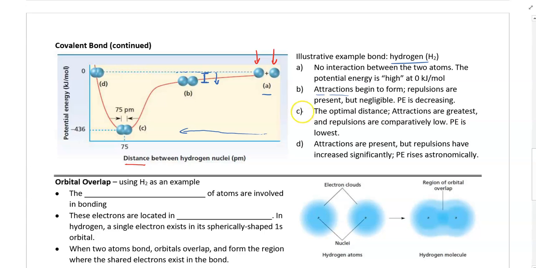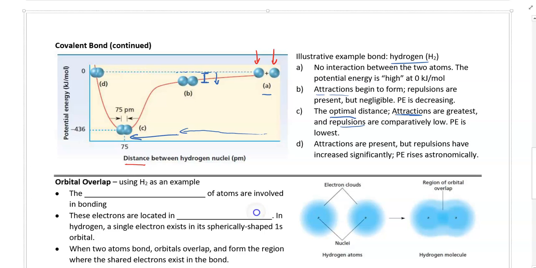Let's move to point C. Continuing this process from point B to point C, what do you notice? Well, the distance. We're no longer in a vague, maybe-attraction situation, but now we're really close to each other. There's a very specific distance between these two, and it turns out to be 75 picometers. That distance is what we call the optimal distance, where you have lots of attractions, but the repulsions are still low. And at this optimal distance, the potential energy is the lowest it can possibly get.